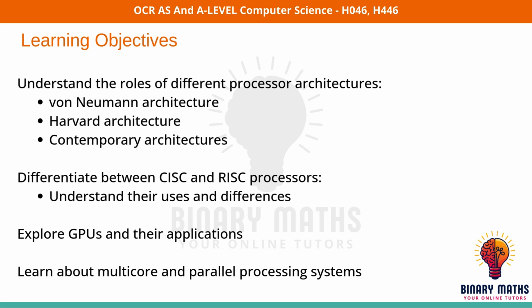Finally, let's explore multicore and parallel processing systems. Modern CPUs often have multiple cores, allowing them to perform several tasks at once. This is known as parallel processing. By dividing tasks among multiple cores, these systems can handle more work simultaneously, improving overall performance and efficiency. This is especially useful in high-performance computing environments and for running complex applications.